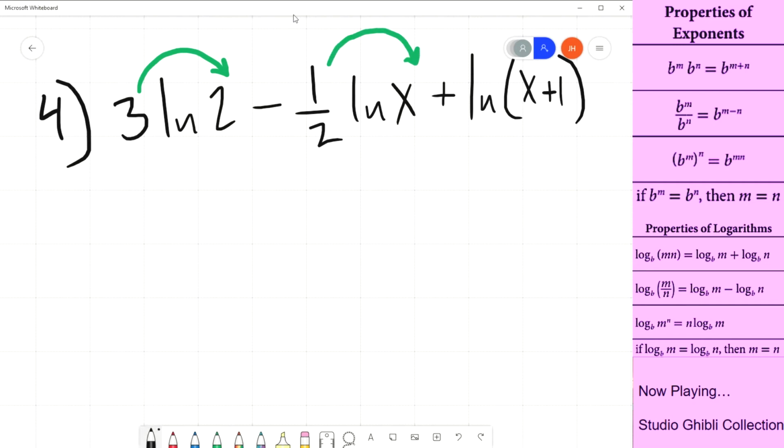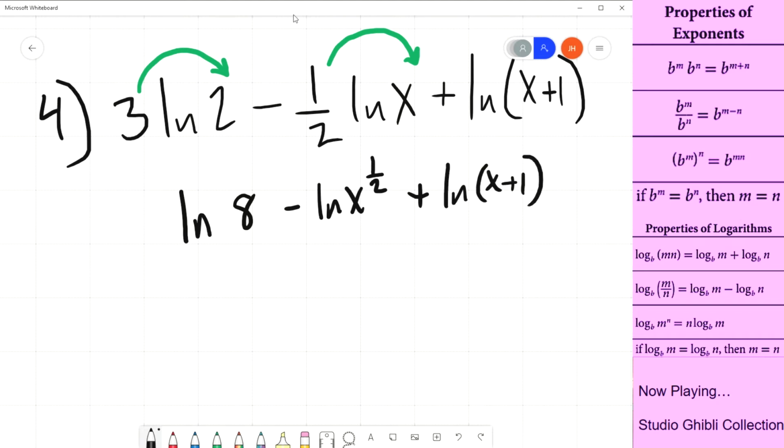So I would end up with the natural log of 2 cubed. 2 cubed, that's 8, isn't it? I'm going to just write 8. So the natural log of 8 minus the natural log of x to the 1/2 plus the natural log of x plus 1.